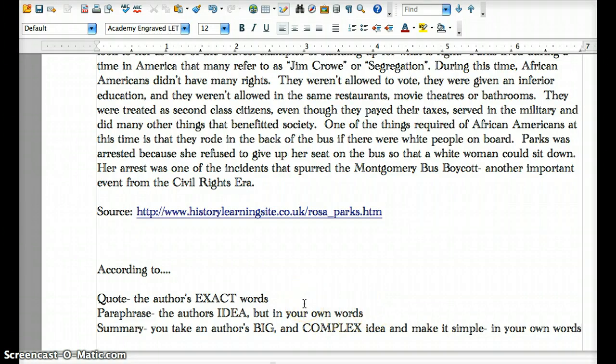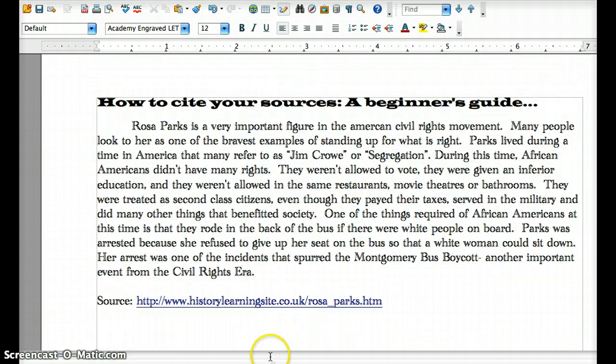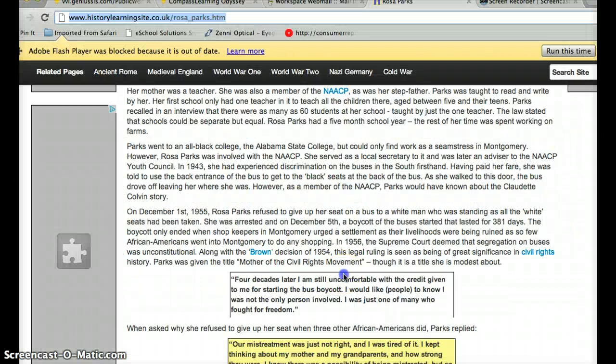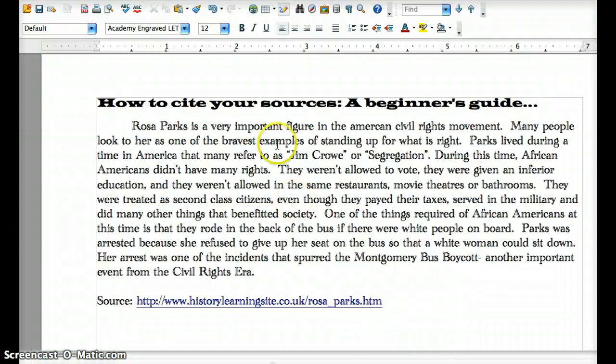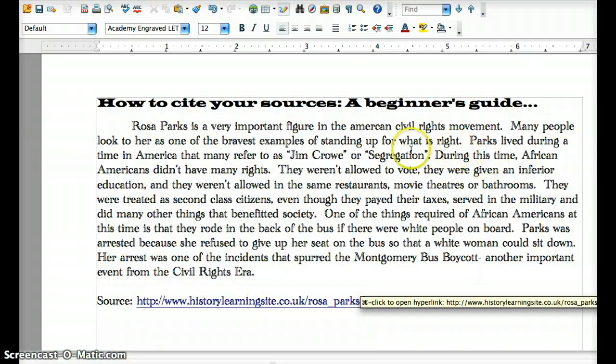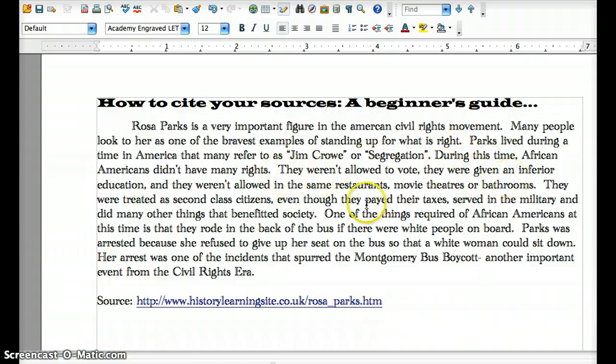So in order to quote the author's exact words, here's what you might do. I did find a quote in this article about Parks' level of education, right? That she went to an all-black college, the Alabama State College. And if I want to include that in what I'm writing, I want to copy it, okay, and I want to paste it. So I might put it here. During this time, African Americans didn't have any rights. They weren't allowed to vote. They were treated as second-class citizens. Okay.